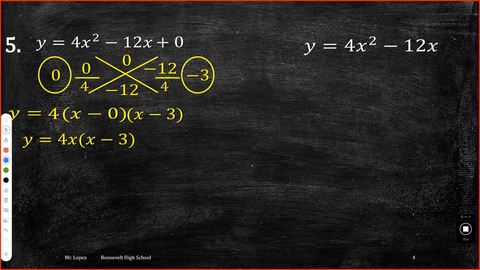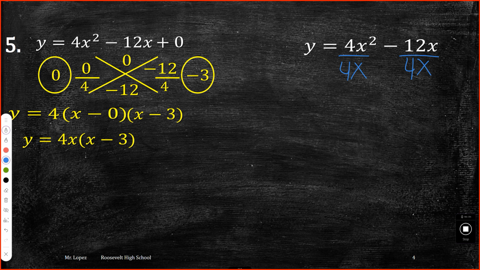Whenever it's missing this constant, you're going to divide by the biggest number. What's the biggest number that divides evenly into 4 and 12, or negative 12? 4. So 4 goes into both. There are 2 x's in the first one, and only 1 x here. You have to put down the smaller x as well, because it divides evenly. They both have an x. So the GCF, the greatest common factor, is going to be 4x.